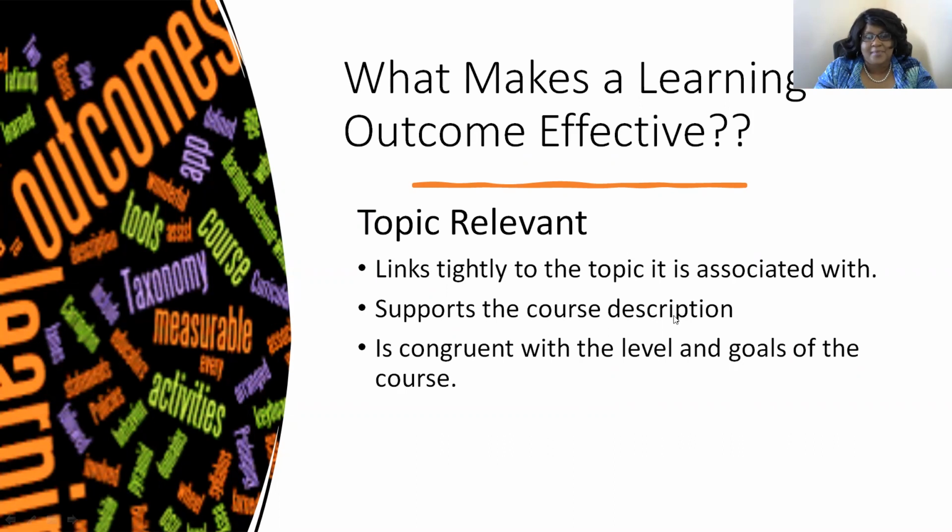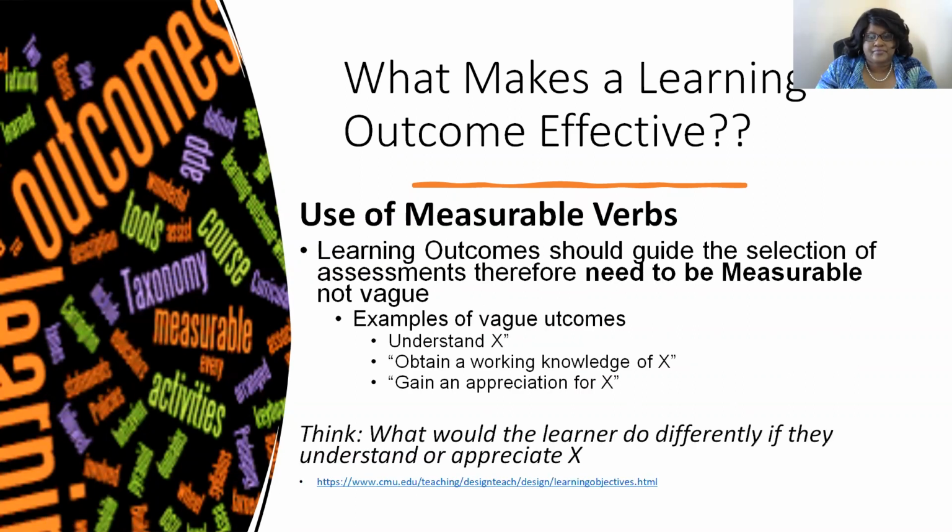So whatever that topic is, if the course is a composition course, then you're thinking that those objectives are going to relate to composition. So we want it to link tightly to the topic it's associated with, support the course description, and be congruent with the level and goals of the course. Then we want to use measurable verbs. And I pulled this example from this link here.